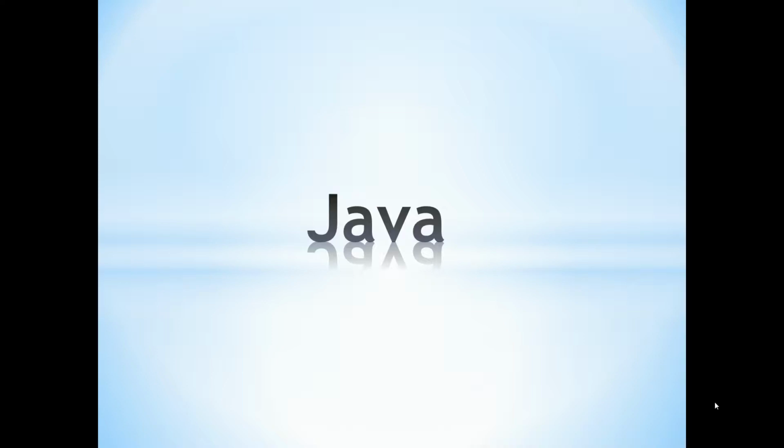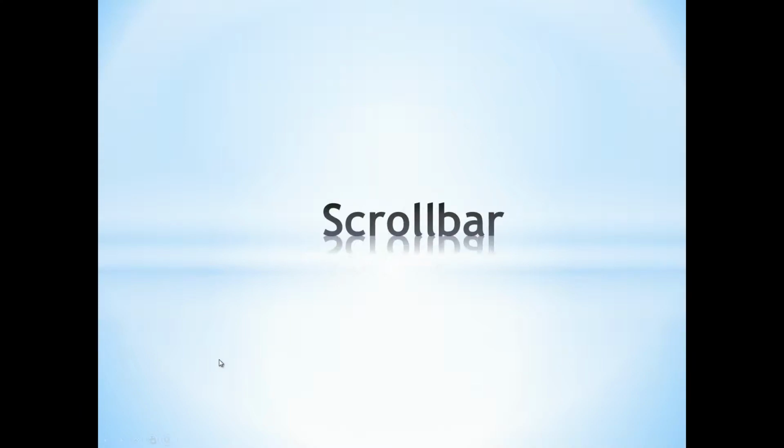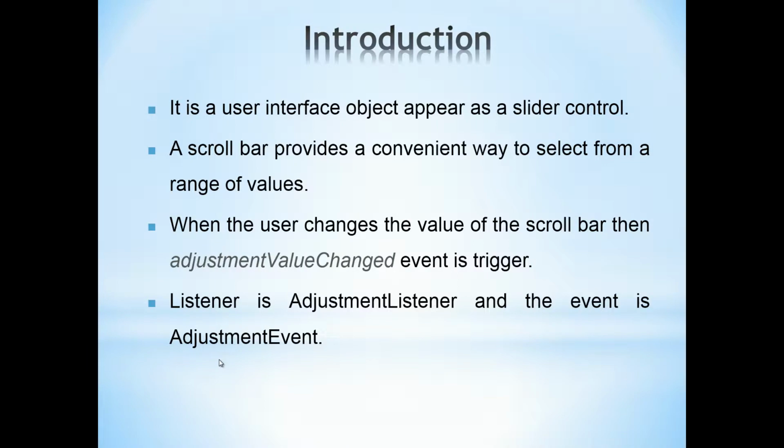Hello, let us start a new control, the scroll bar. Let us take a look at the scroll bar. A scroll bar is mostly used to set any process between a minimum and maximum value. Let us see the details.